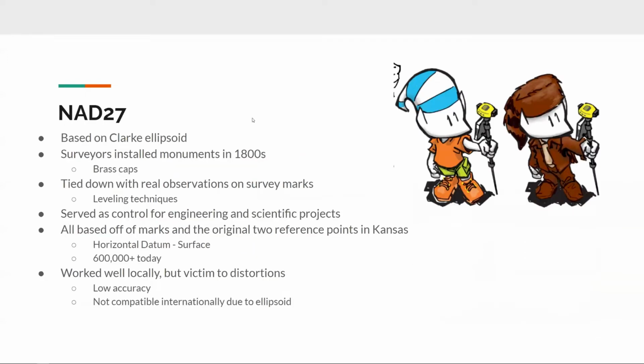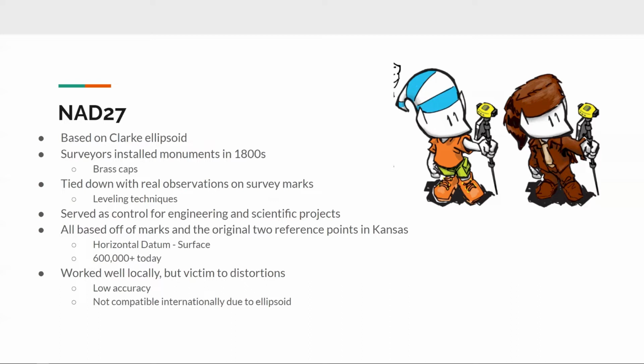systems as well. So, moving on from that, NAD 27. This is based on the Clark ellipsoid from the 1800s, with the same sort of reference points and zero points and everything. In the 1800s, surveyors were all across the country installing monuments, these brass caps. These are control points off of which everything is based for regional surveys, for engineering and scientific projects. And they were all made using leveling techniques. Although they were extremely talented at the time and very brave people, often like mountain men going through the wilderness, they did fall victim to distortions.